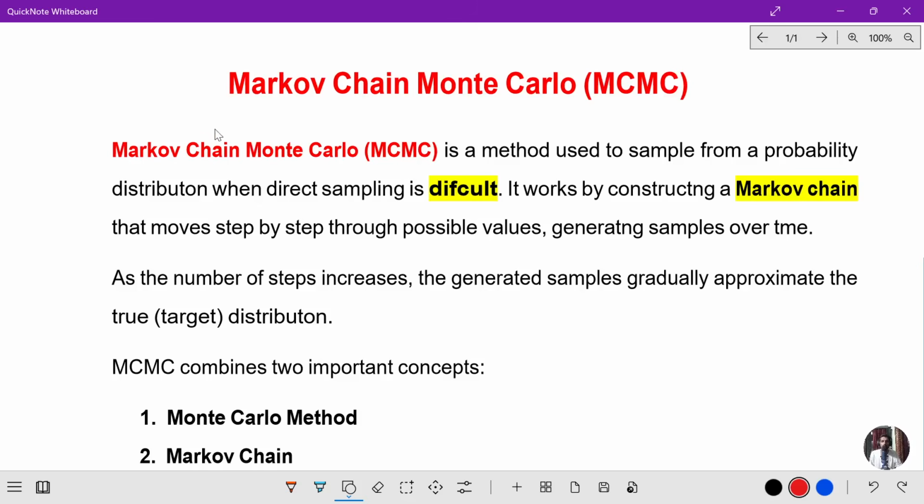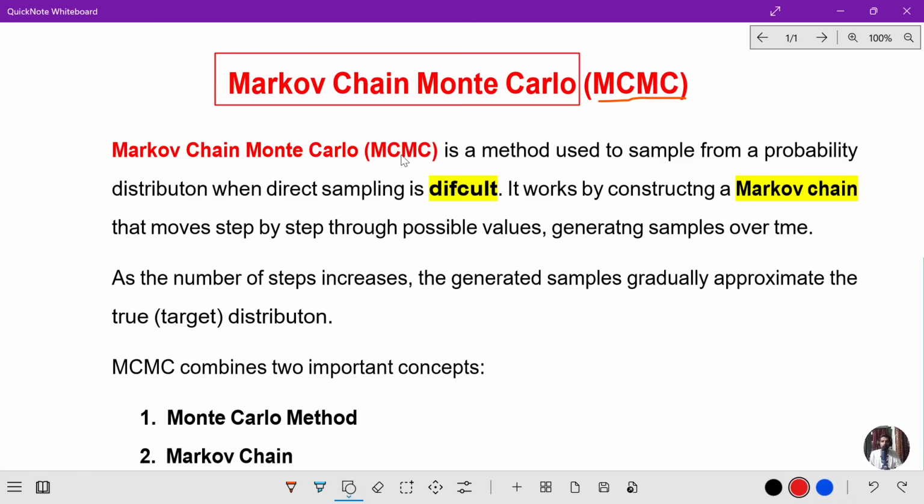In this video, I will explain Markov Chain Monte Carlo methods, or MCMC for short. This topic belongs to machine learning. First we will see the definition of the Markov Chain Monte Carlo method. So observe the definition first. What is MCMC?